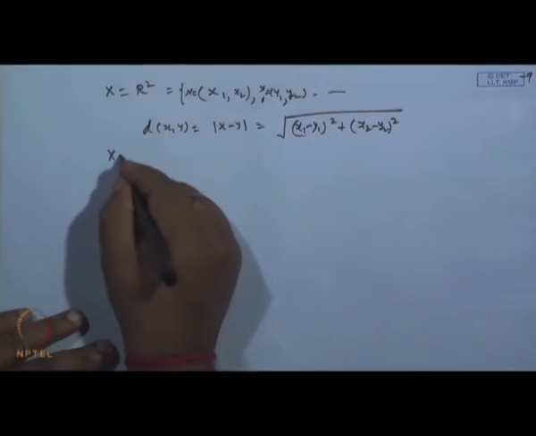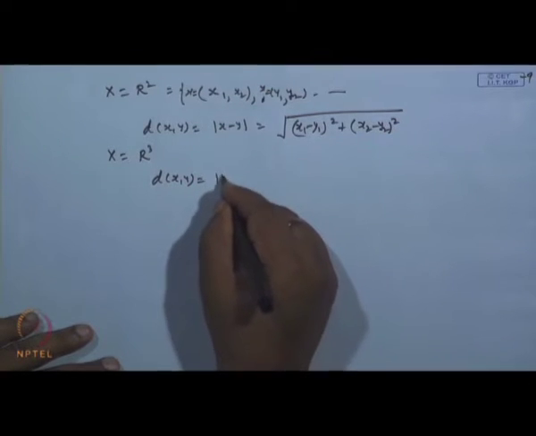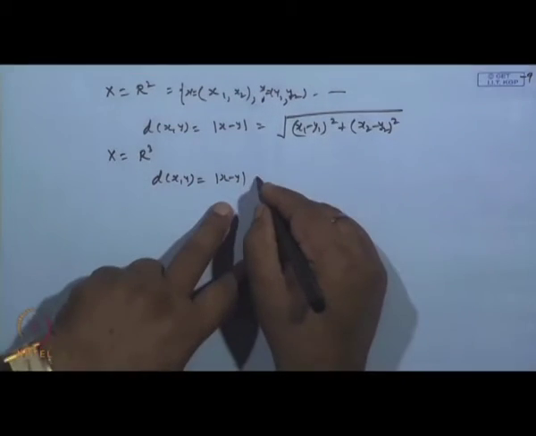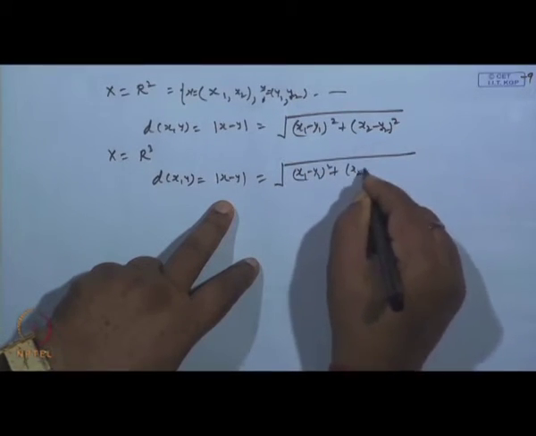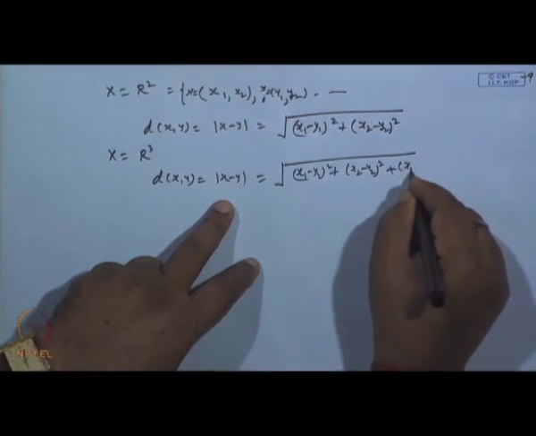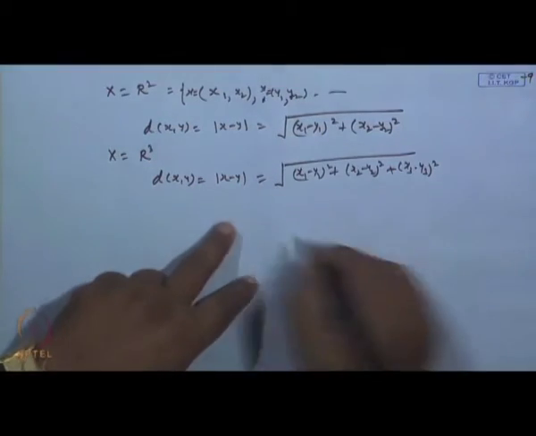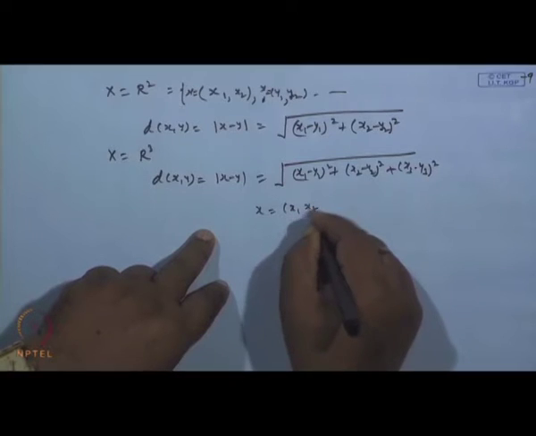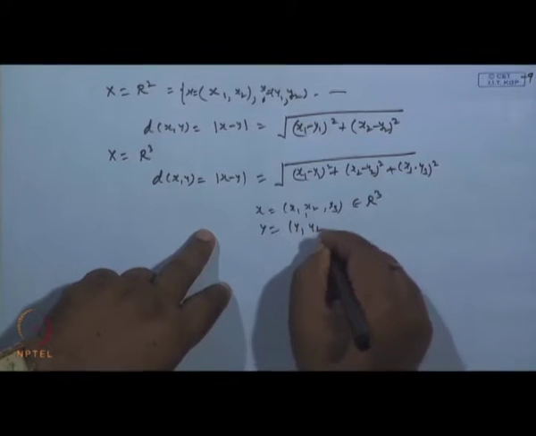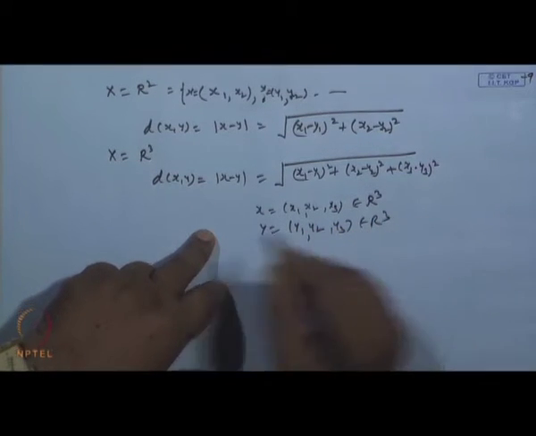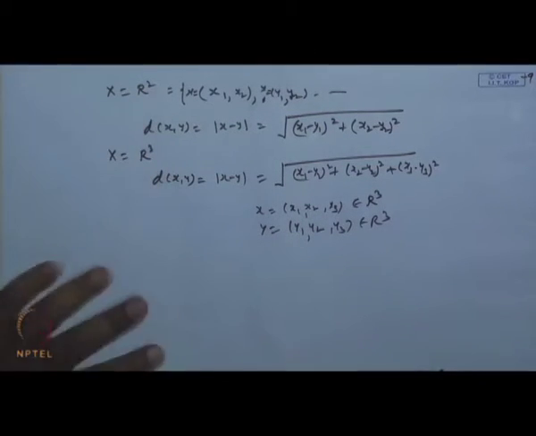In case of 3-dimensional, the distance between x and y is defined the same way, mod x minus y, but the thing is it is the square root of x1 minus y1 whole square, x2 minus y2 whole square, x3 minus y3 whole square, where x1, x2, x3 and y1, y2, y3 are the coordinates, x belongs to R3, y belongs to R3, and it can be shown that this d satisfies the conditions of the metric.